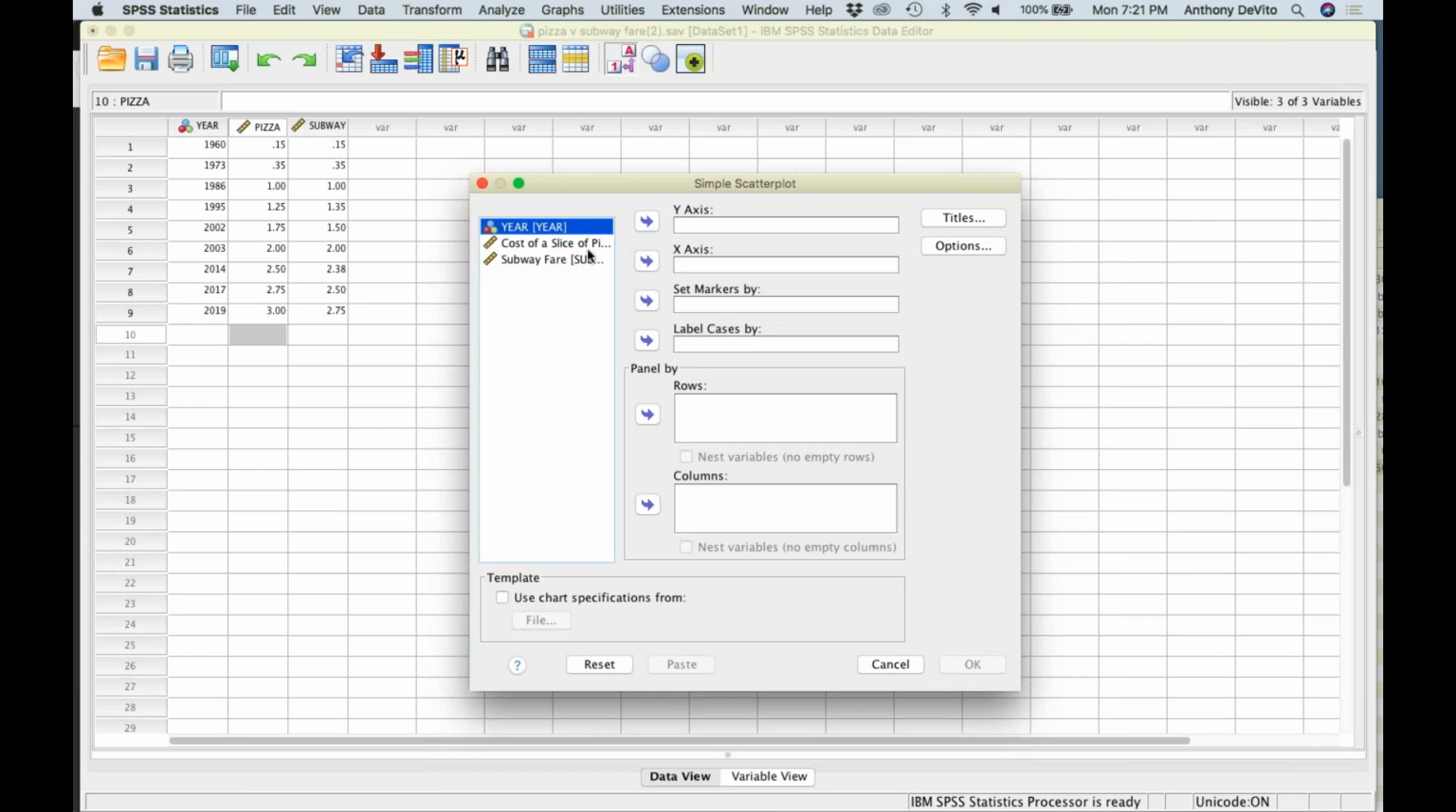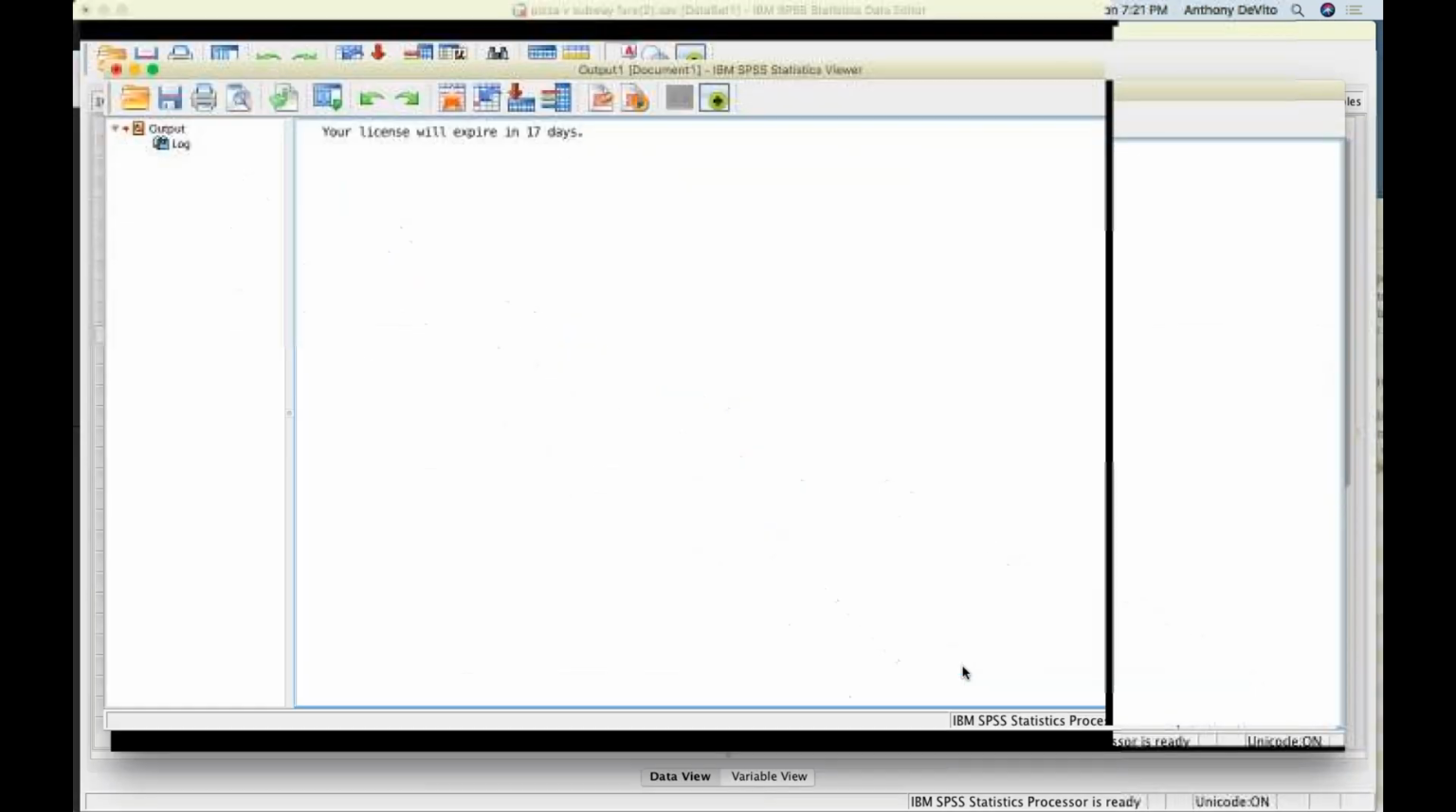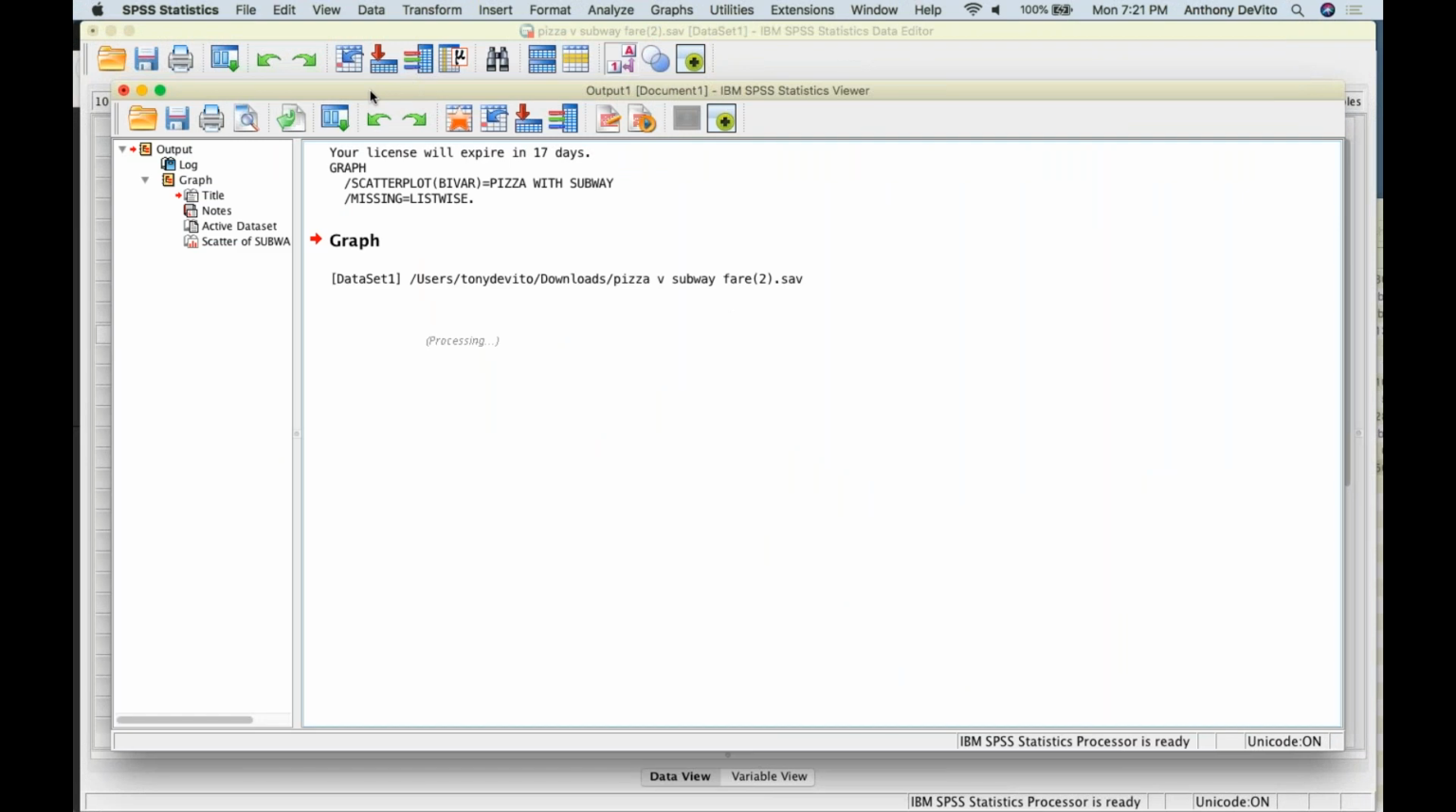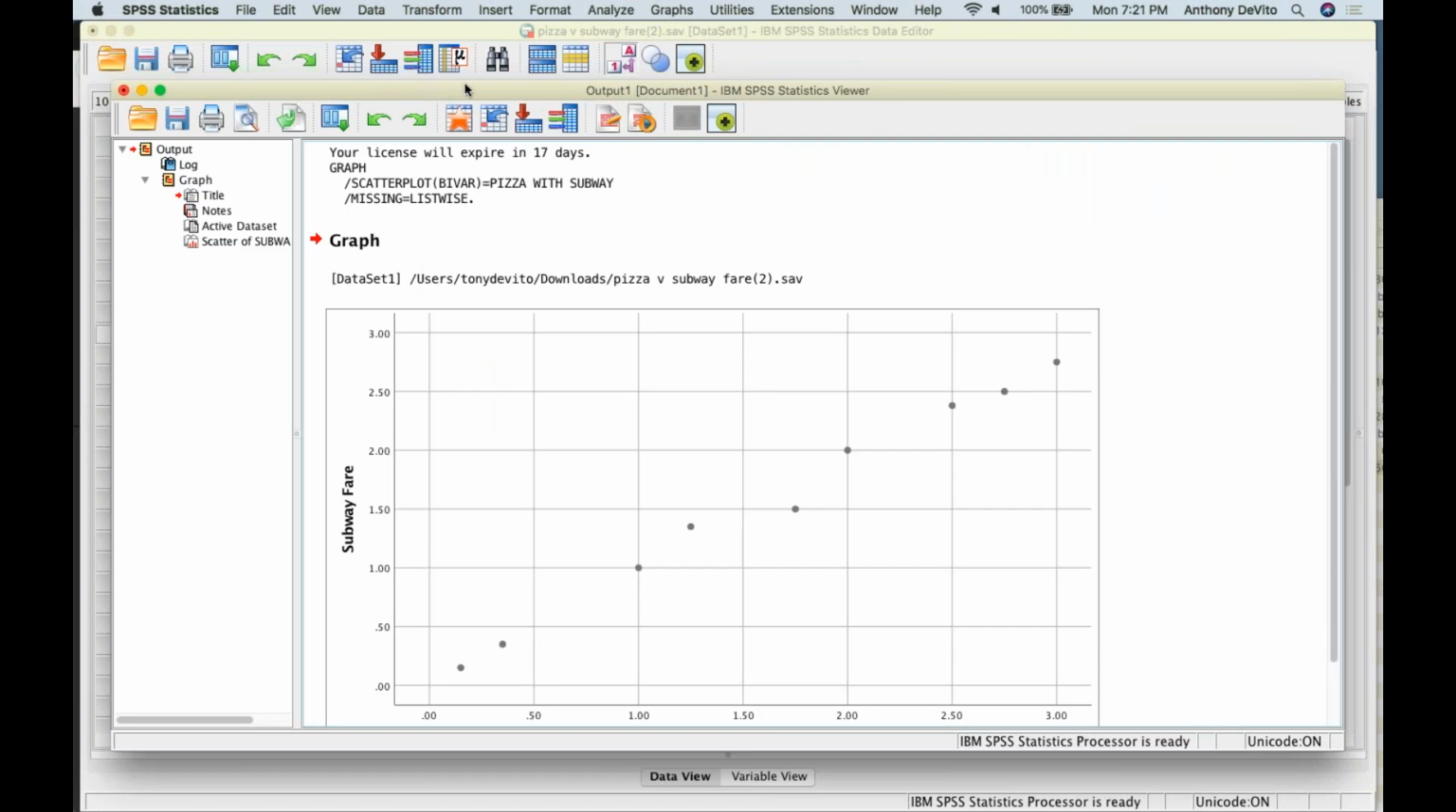So on the x-axis, I'm going to put the cost of a slice of pizza. And on the y-axis, it doesn't matter which one I put in there because it's not cause. I'm not saying that one causes the other. On the y-axis, I'm going to put the Subway fare. I'm not going to bother with titles and stuff like that. So I'm just going to say okay, and see what I wind up with. Okay, and here's our graph.